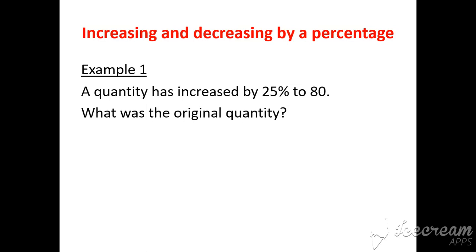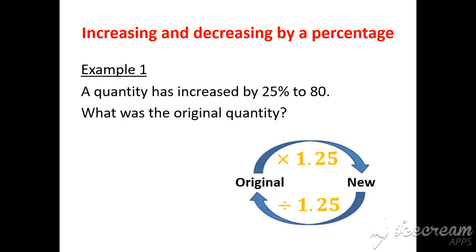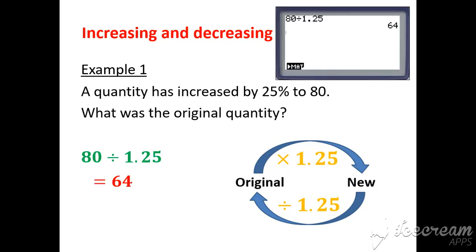Right, let's show you with some examples. Our quantity has increased by 25% up to 80. What was the original quantity? So here's the quick way to increase something by 25%: multiply by 1.25. So we're just going to do the opposite. We're going to divide 80 by 1.25, and that takes us back to the original quantity, which was 64. And some people like to do a quick check to prove that they're right by seeing if 64 times 1.25 gives us 80.